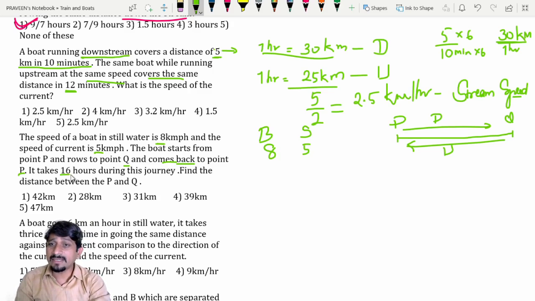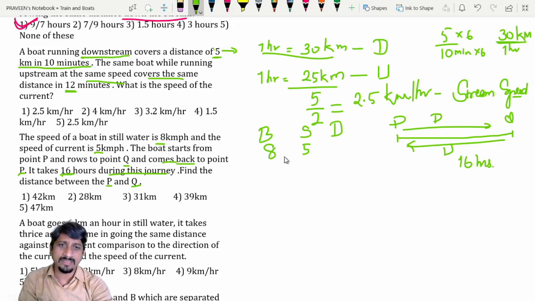It takes 16 hours during this journey. Find the distance between P and Q. So the whole time it will take is 16 hours. Can we solve this? We can solve it very easily because we know the downstream speed is 8 plus 5, 13. Upstream speed is 8 minus 5, 3.